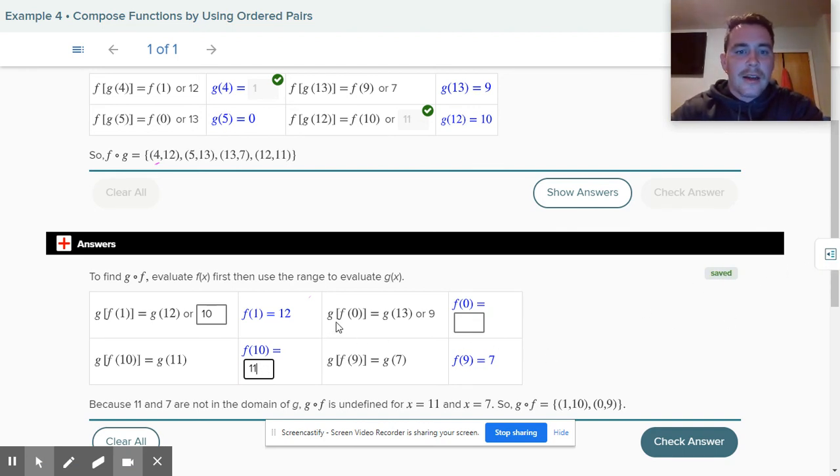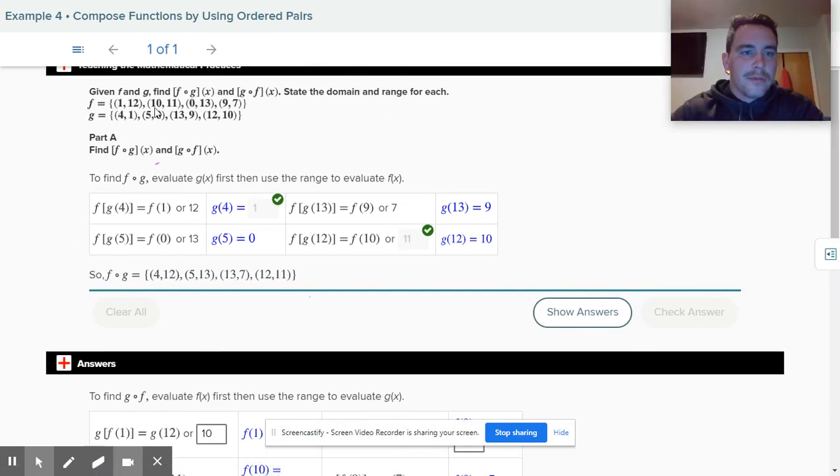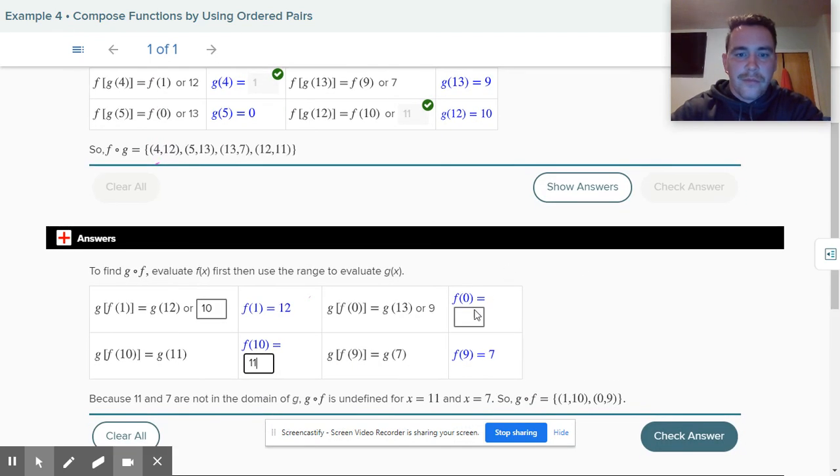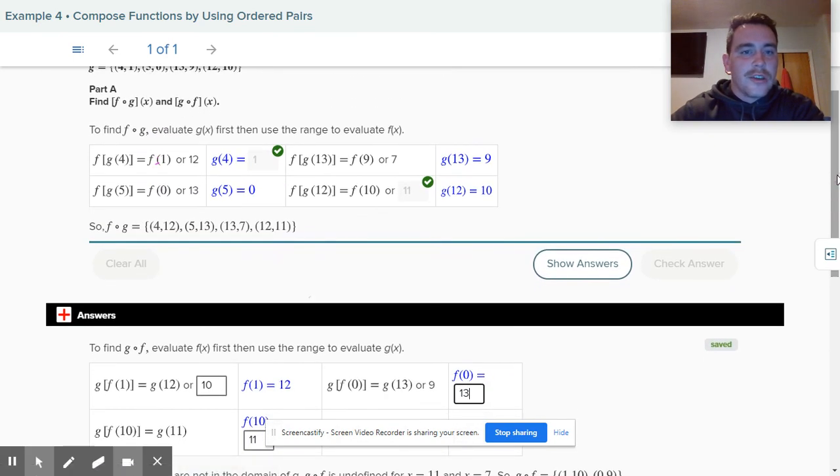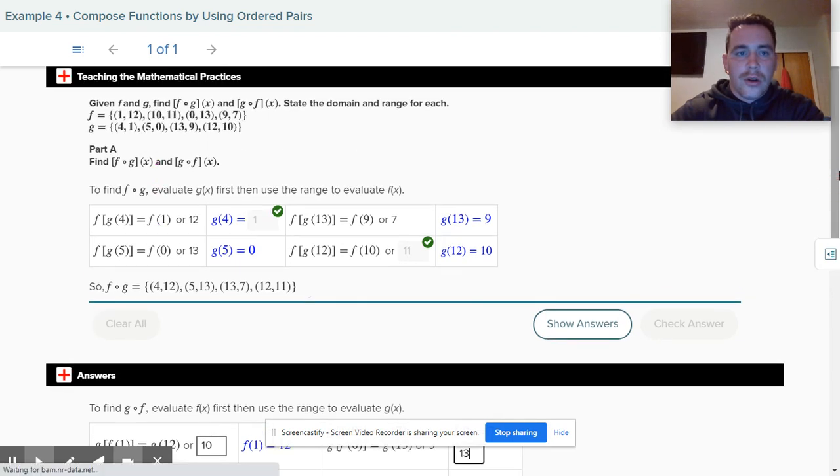Next one, we got g of f of 0. Well, f of 0, if we look up here, is 13. Boom. And if we're going to find g of 13, it would equal 9 right here.